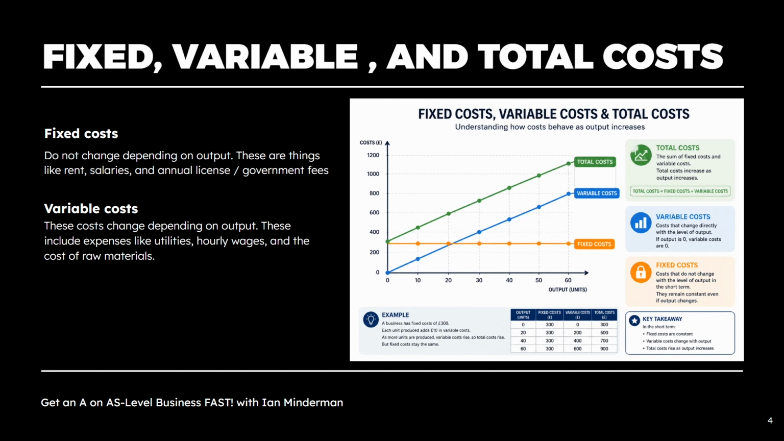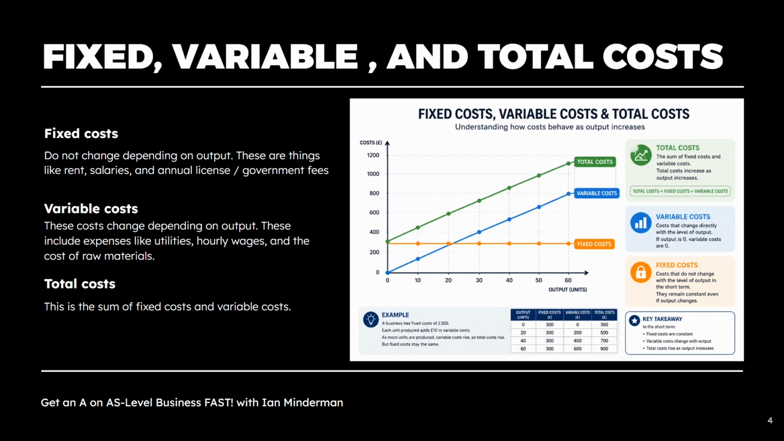The same goes for utilities and hourly wages. If you're producing more, if you're using your machinery more, that's going to take more electricity. If you have your employees working more because you're producing more, then the hourly wages are going to increase because they're working more hours. So these variable costs are just things that change depending on the level of output. And then we have the total cost. And this is simple. It's just the sum of the fixed cost and the variable cost.